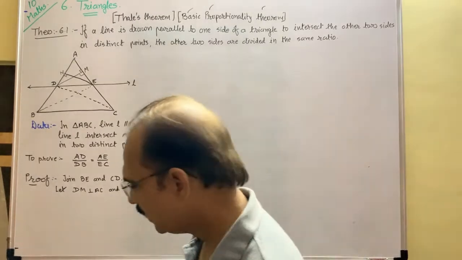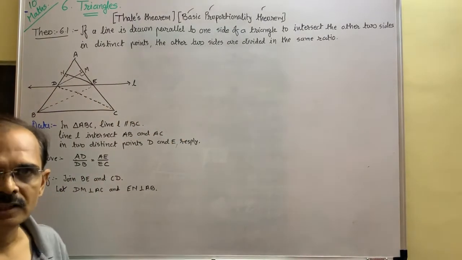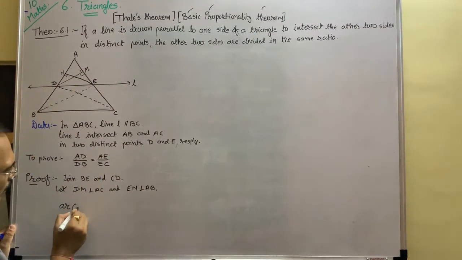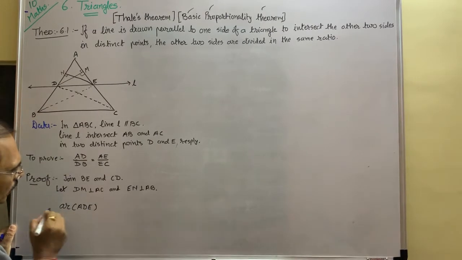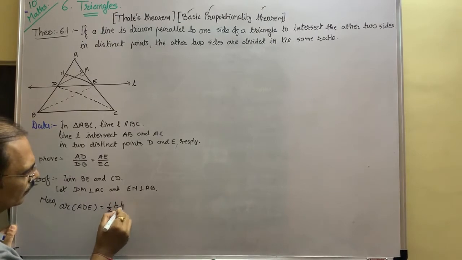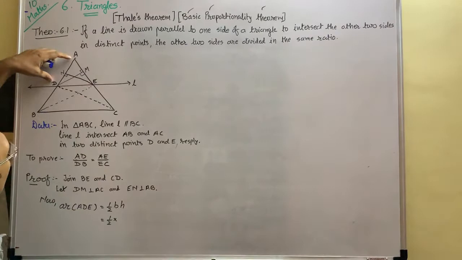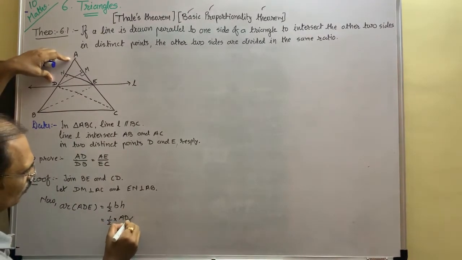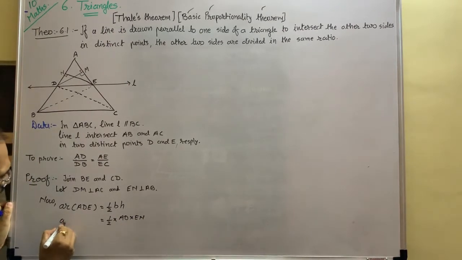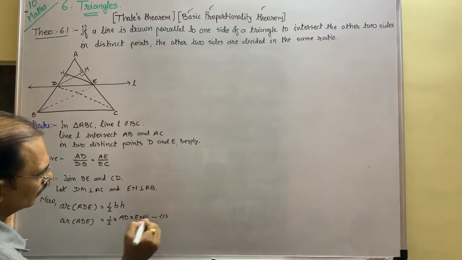Now see, what is the area of triangle ADE? Think and concentrate. This triangle ADE, area of triangle ADE equals half base into height. Half base we select AD, so its height is EN. This is the area of ADE. Call it result number 1.